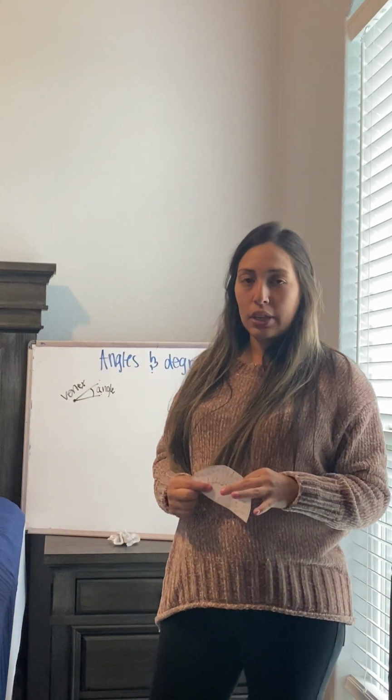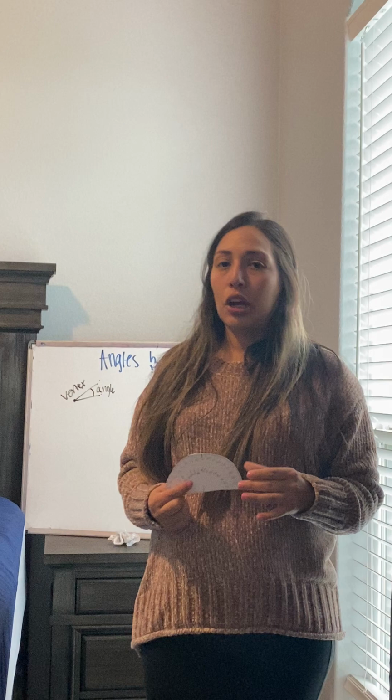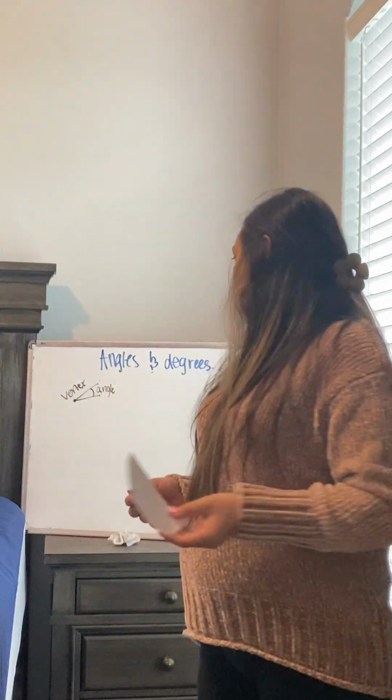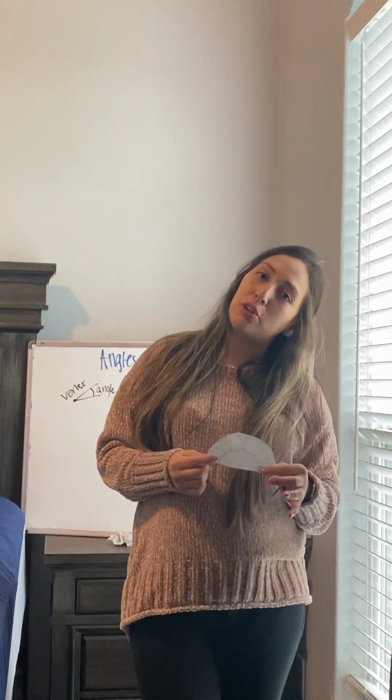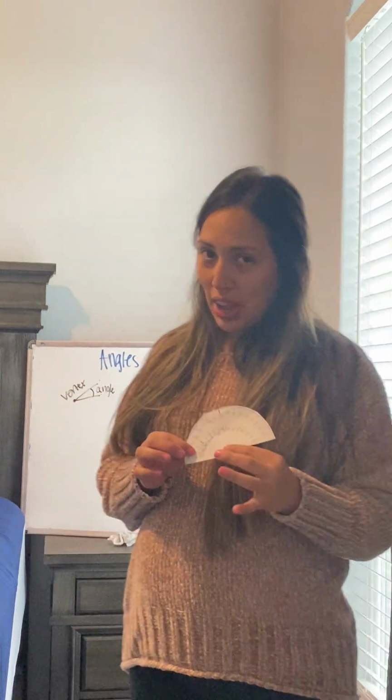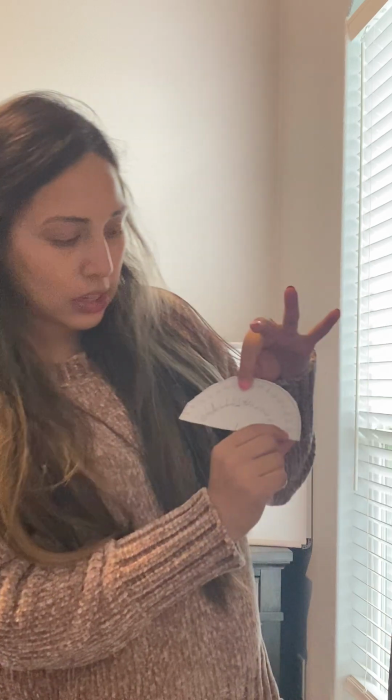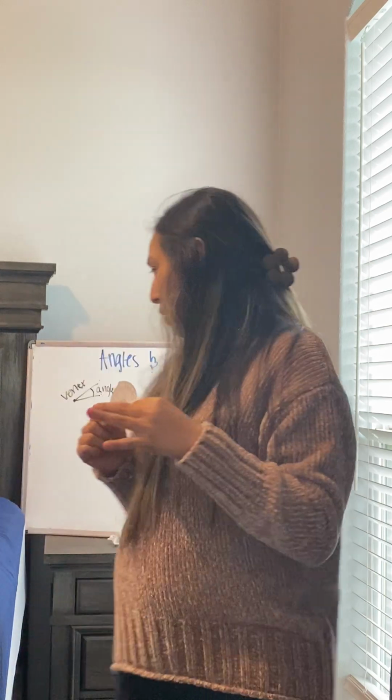The way you measure an angle is by a unit called degrees. And then the way you measure the degrees in an angle is by using a protractor. My kids played a little too rough with my plastic protractor, so we have this one. It's this to this is 180 degrees. This is half of a circle, so a whole circle is 360 degrees.